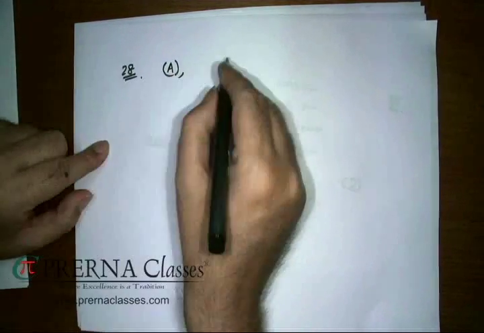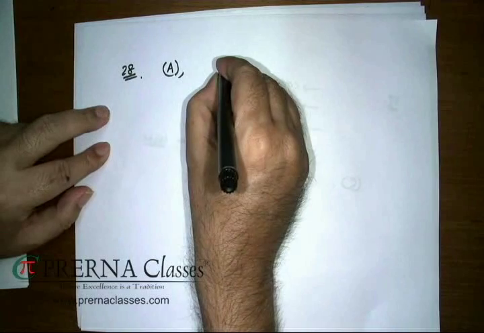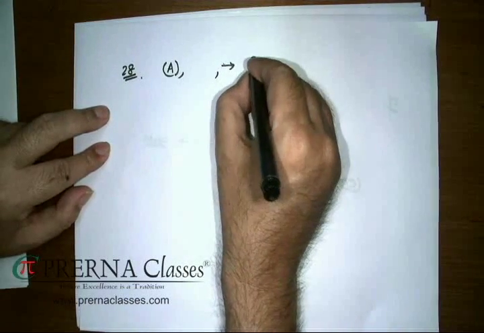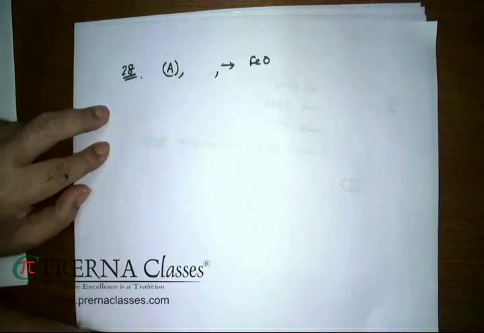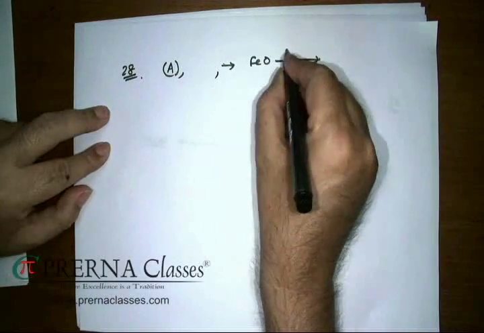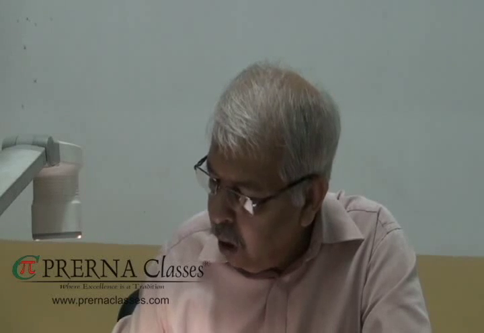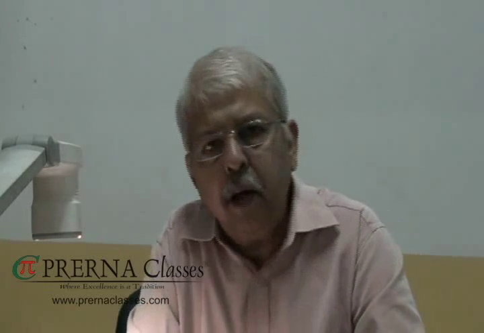In CuFeS2 roasting will give you FeO, that FeO with SiO2 will give you FeSiO3 as a slag. So, removal of iron as a slag is also a correct statement.